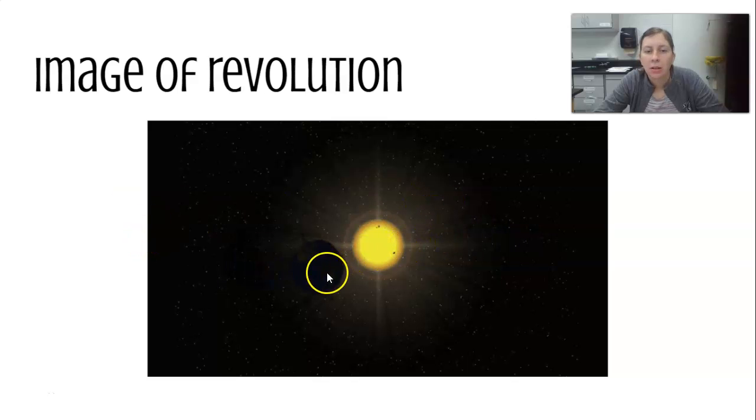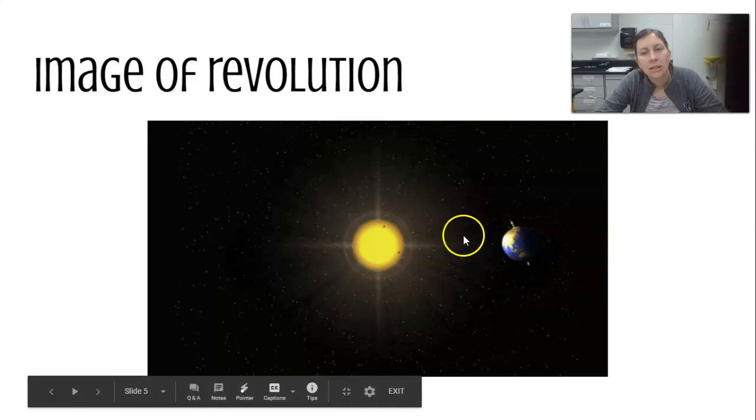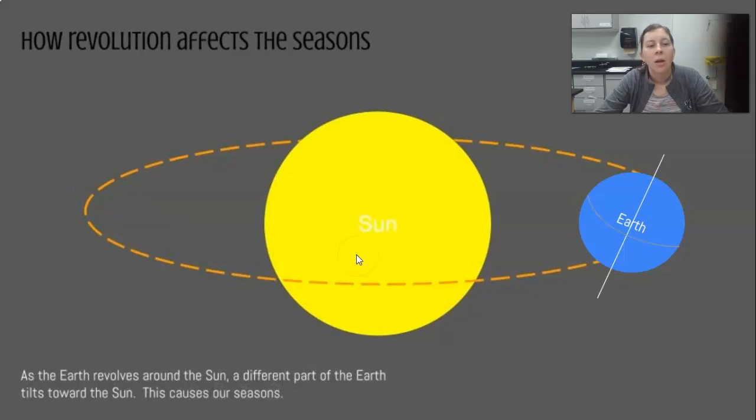So here we've got a little GIF of the Earth revolving around the sun, and you can see that as it's moving around the sun, it is also spinning. So we are moving a lot every second of every day, but we don't feel it because the Earth is so big. So you can see it's spinning and it's going in circles around the sun.